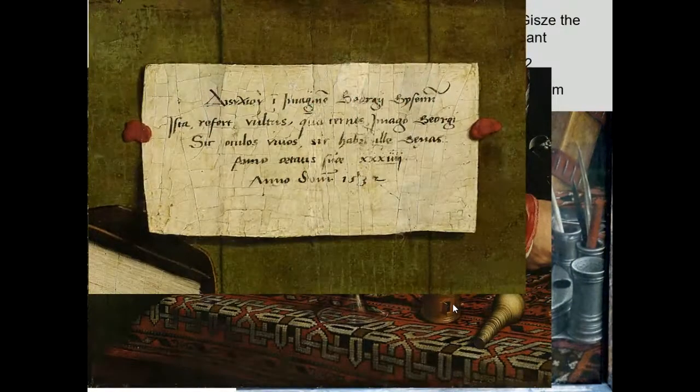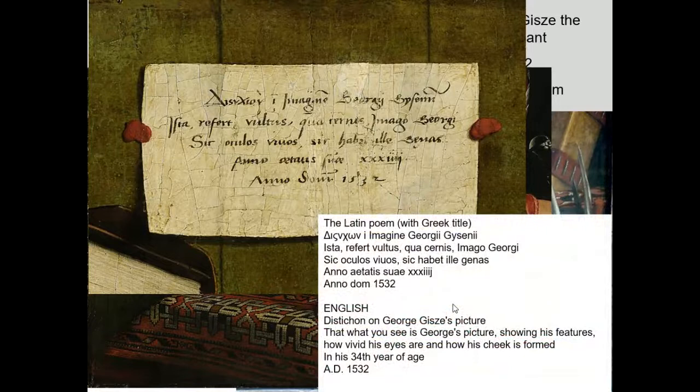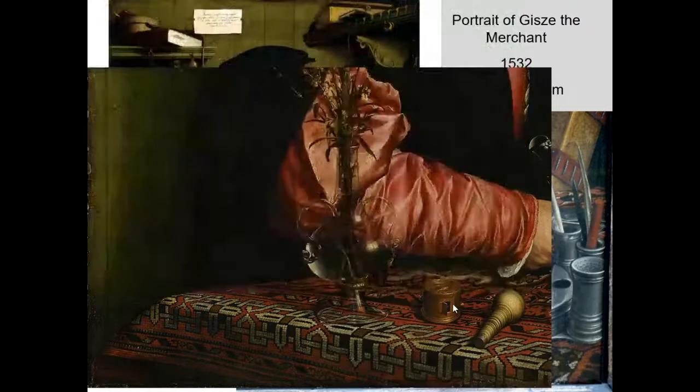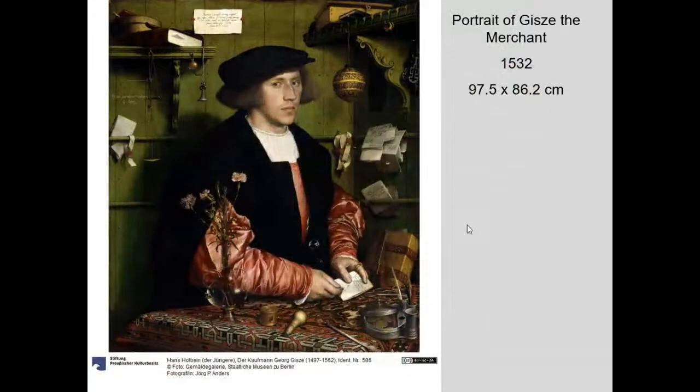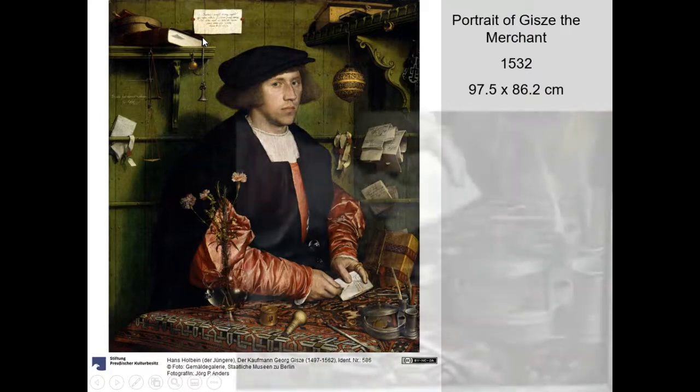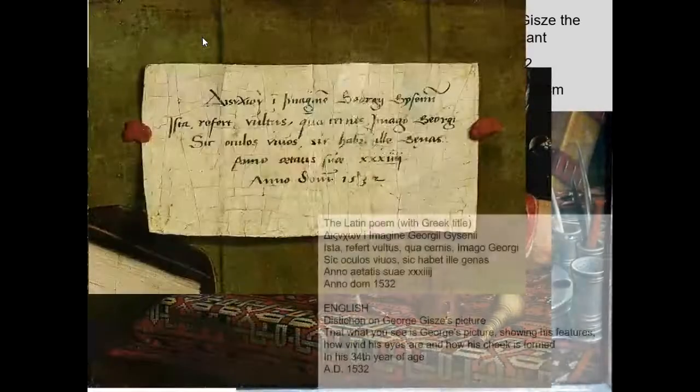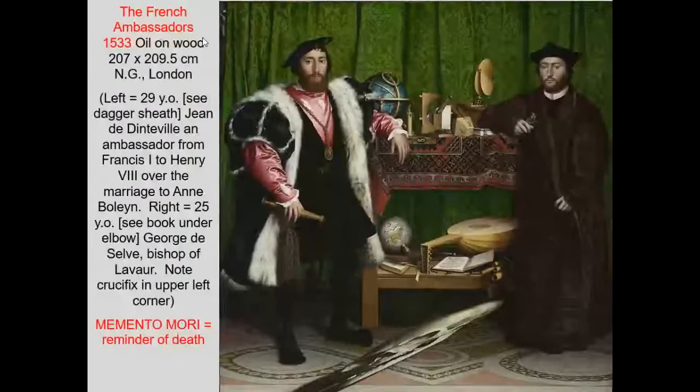down to the words in the text on the wall, the paper on the wall. This includes a Latin poem with a Greek title translated into English. It's kind of awesome. What you see is a picture showing his features, how vivid his eyes are, and how his cheek is formed in his 34th year of age. If we back it up so you can see where that poem is really small relative to the size of the entire painting, it's just an incredible accomplishment from a technical point of view.